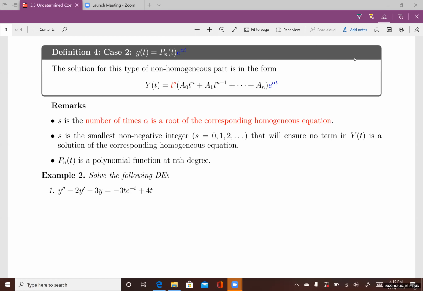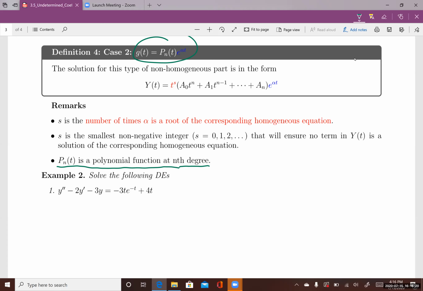This lecture continues the lecture on the method of undetermined coefficients. And in this lecture, we talked about the second case of the non-homogeneous part, which is the function g of t equals a polynomial function multiplied by an exponential function. So P n of t, again, is a polynomial function of nth degree, and e to the alpha t is an exponential function. In this case, the non-homogeneous part, g of t, will be the product of these two types of functions.